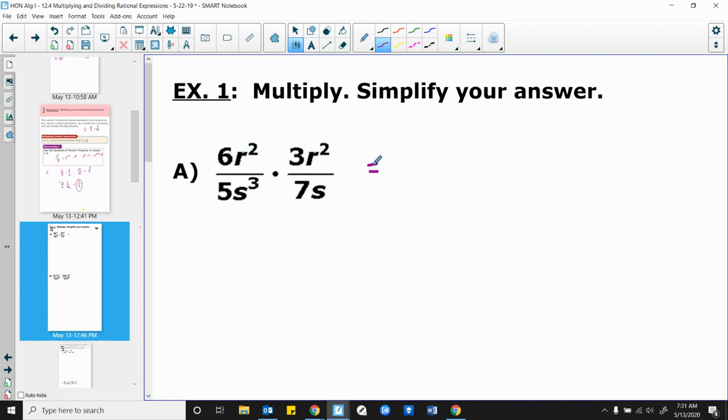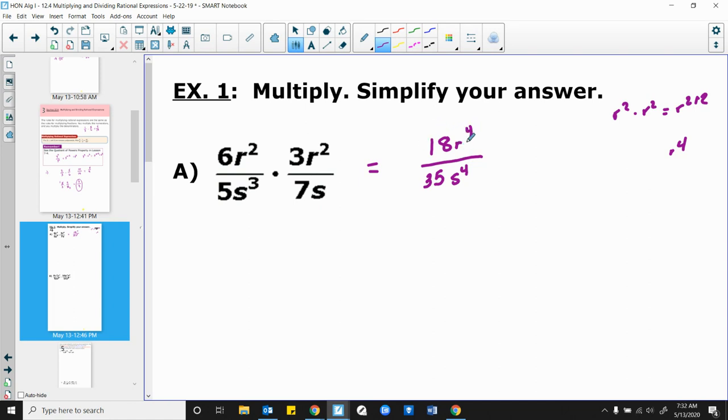All right. 6 times 3 is 18. And r squared times r squared, that's, again, what I was talking about. r squared times r squared is going to be r to the 2 plus 2, which is r to the 4th. So I'm going to have 18r to the 4th over 5 times 7 is 35. And s to the 3rd times s is just going to be s to the 4th. Okay? And I end up with my answer there.